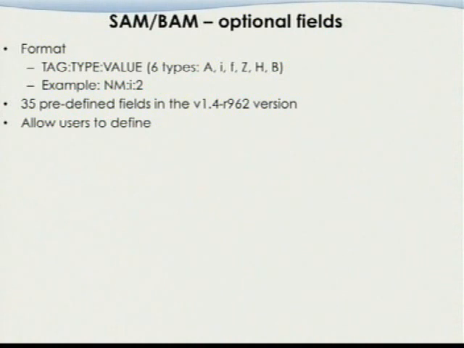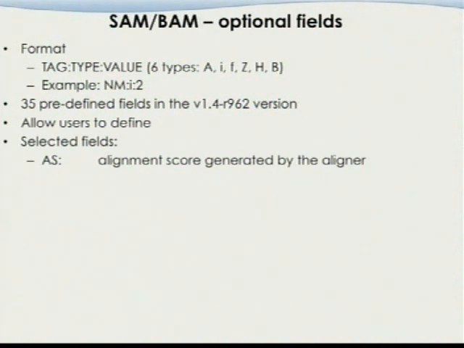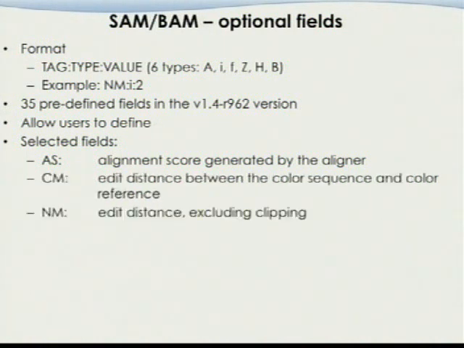So there are 35 predefined fields in the current version, and it allows users to define their own, okay? There are some specific fields which are very important. And the first one is AS. It's the alignment score generated by the aligner, okay? So for one sequence read, you want to align it back to the reference genome. You want to know the quality of the alignment. And this AS score calculates the alignment score generated by the aligner.